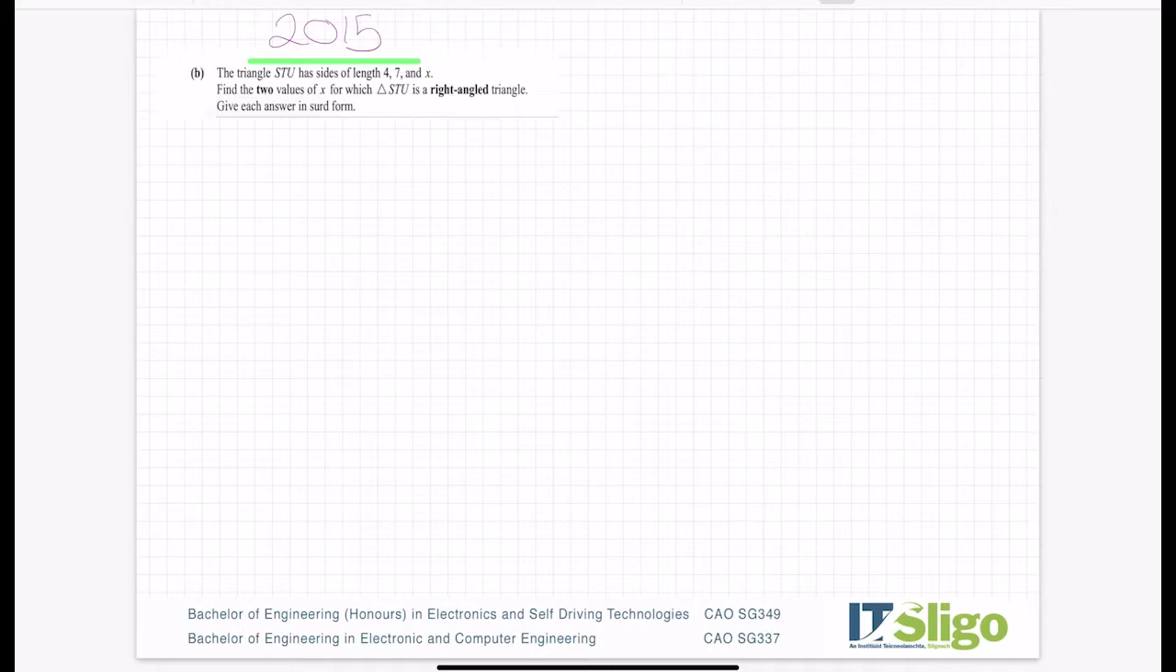Junior Cert Trig question from 2015. The triangle STU has sides of length 4, 7 and x. Find the two values of x for which the triangle STU is a right-angled triangle. Give your answer in surd form. So quite an unusual question. We have two values of x that give me a right-angled triangle.